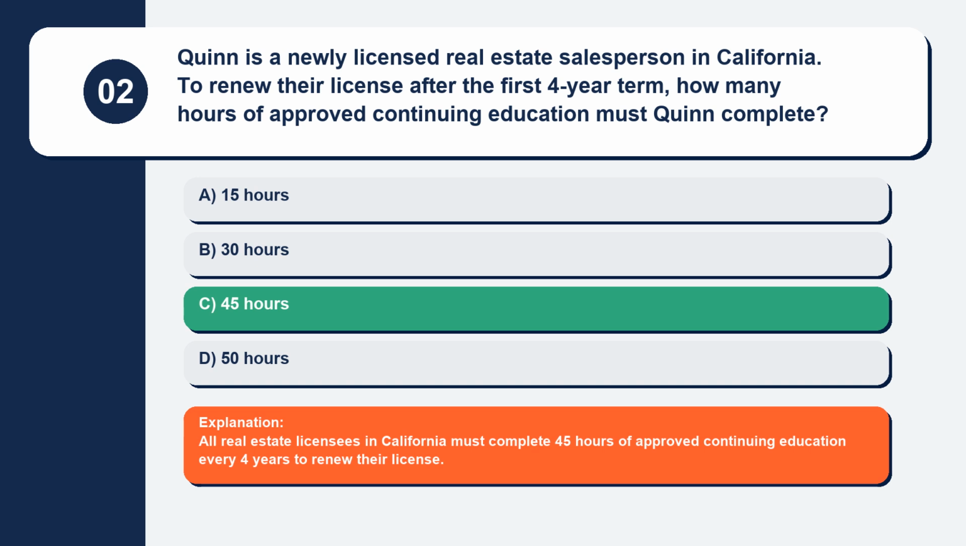Explanation. All real estate licensees in California must complete 45 hours of approved continuing education every 4 years to renew their license.